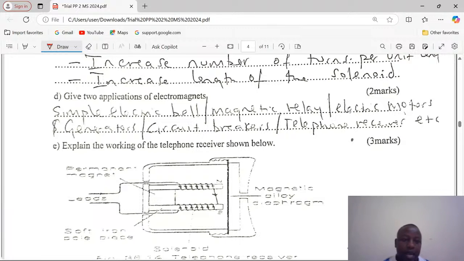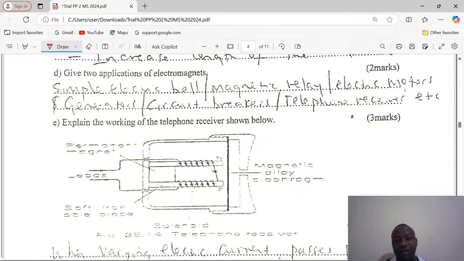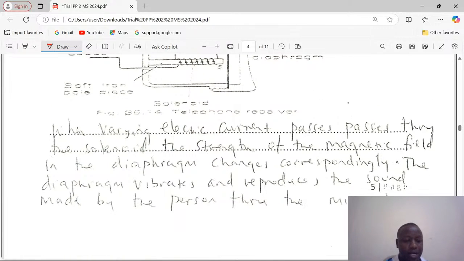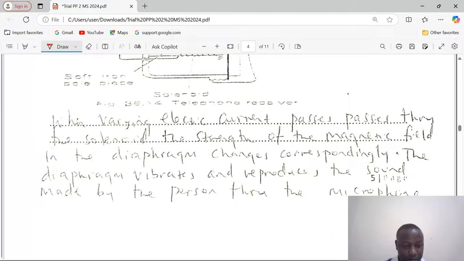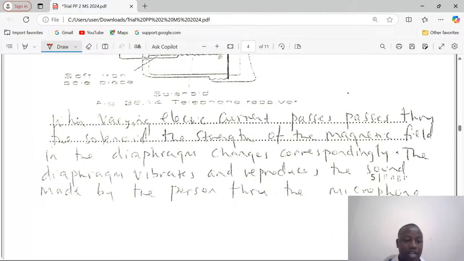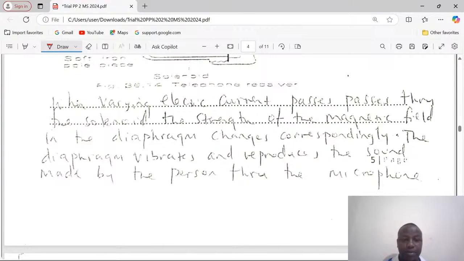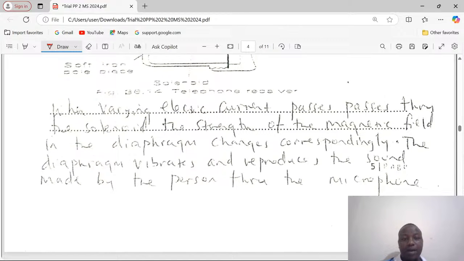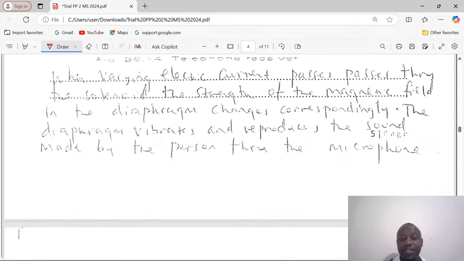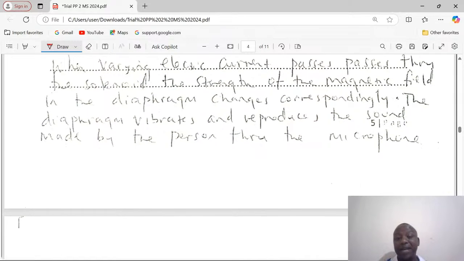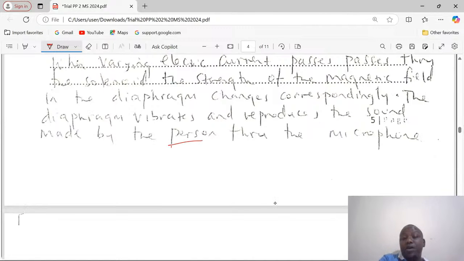Explain the working of the telephone receiver. That one is directly from Book 2 physics. Please ensure that you review your notes, and that will really help you as a student. When varying electric current passes through the solenoid, the strength of the magnetic field changes correspondingly. Then the diaphragm vibrates and produces the sound made by the person through the microphone.